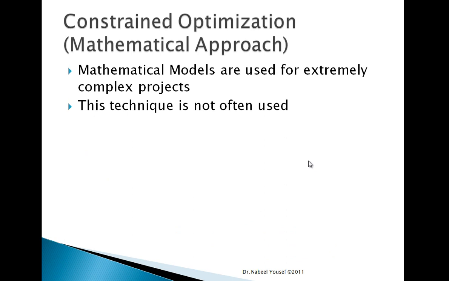For the constrained optimization, it's a mathematical model that is used for extremely complex projects, and this technique is not often used. Like I said, few organizations use that to judge their projects, and they would like to use just the cost benefit. How much would I benefit from that cost? And usually they look at the economic models and the time value of money calculations.